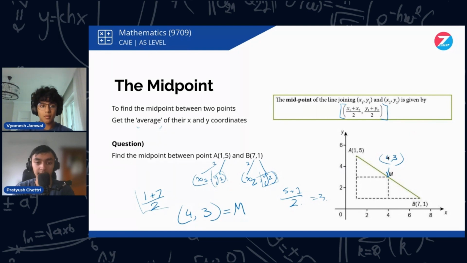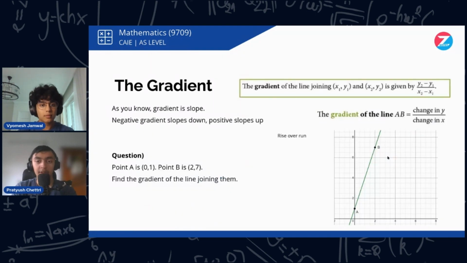So now let's look at the gradient. As you know, gradient is slope, so m in y equals mx plus c. And you should already know about how positive gradients slope up and negative gradients slope down.